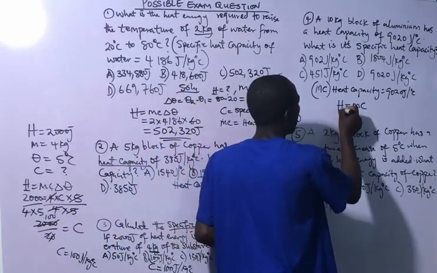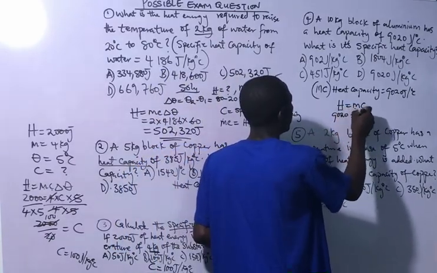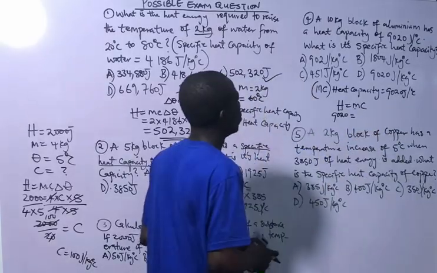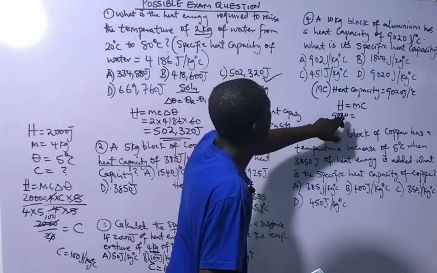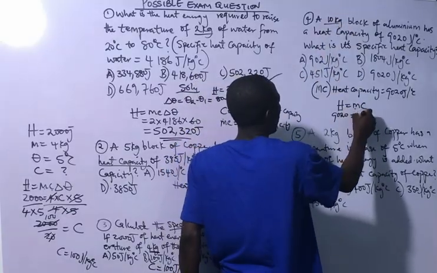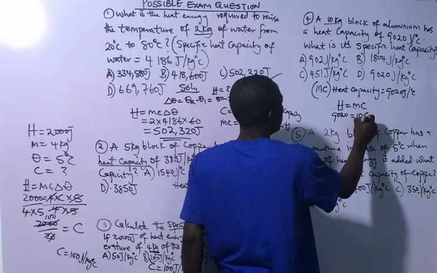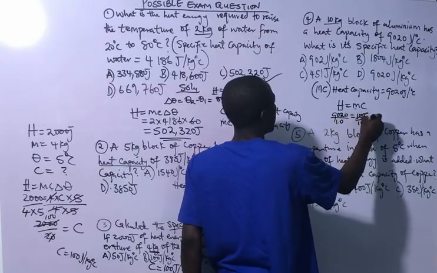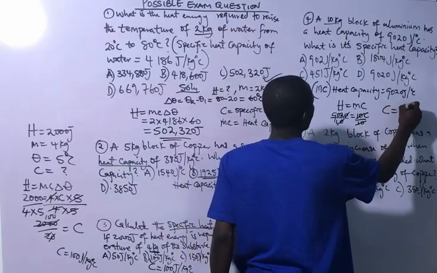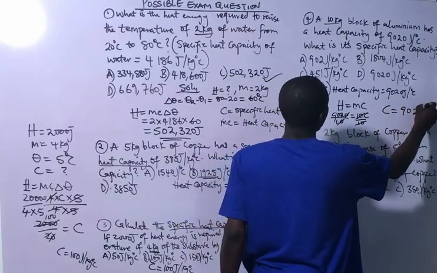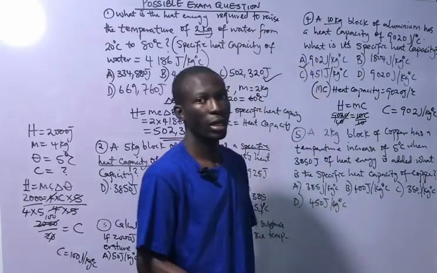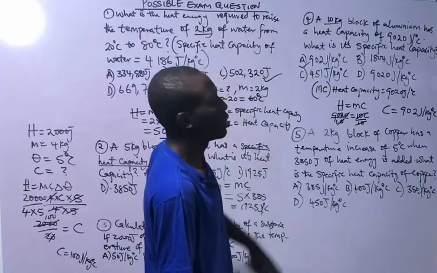So what is the heat capacity? 9020. And then what is our mass? The mass given here is 10 kg, so we have 10 here, and then we have C. So divide both sides by 10, so 10 cancels out 10, and then 0 cancels out 0. We now have that the specific heat capacity is 902 joule per kilogram degree Celsius. So that means that the answer is option A. So the answer to this has been provided.